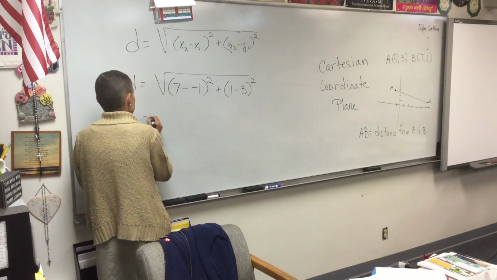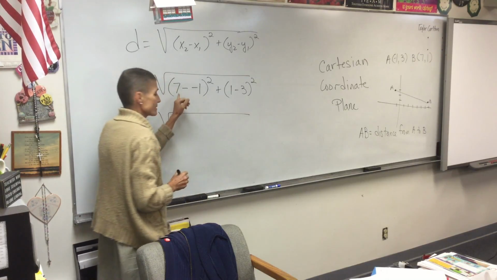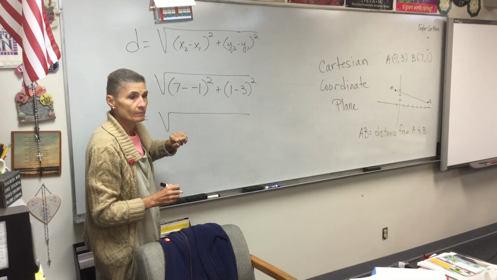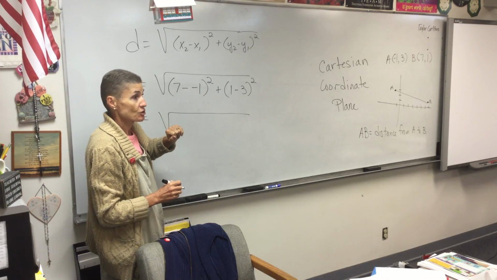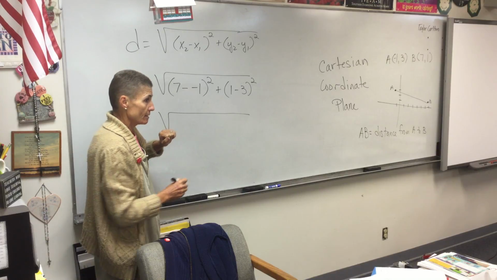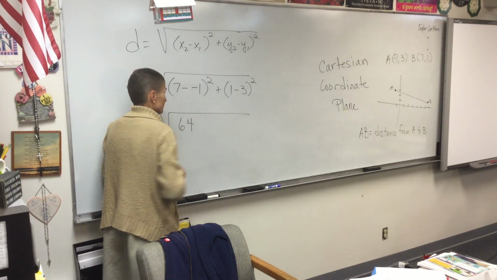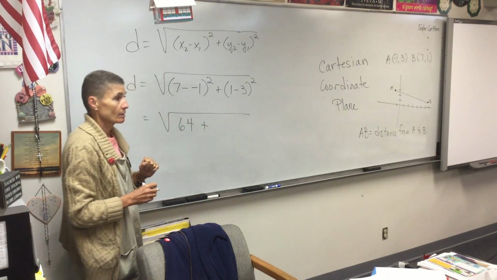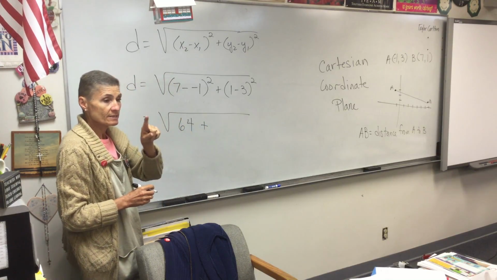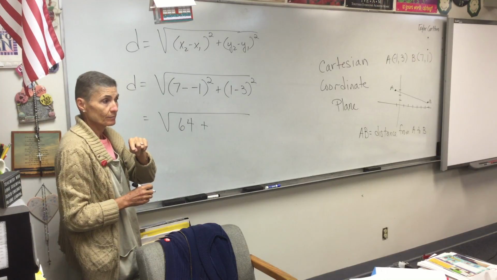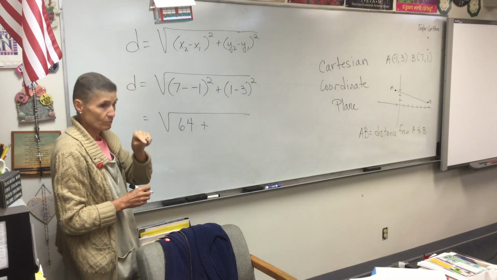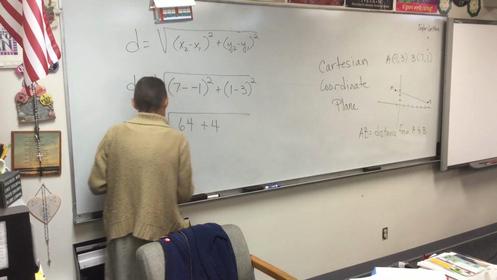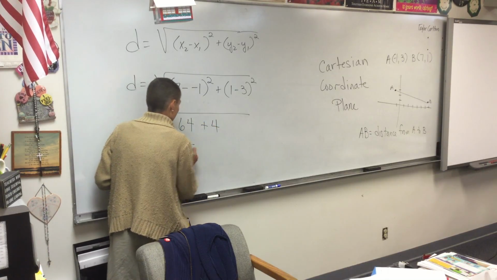Now I'm going to do my arithmetic. Here we go. What is 7 minus -1? 8. And 8 squared is 64. Plus 1 minus 3. 1 minus 3 is -2, but squared is 4. So I end up with the square root of 68.